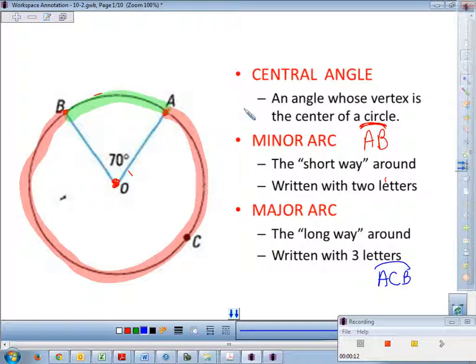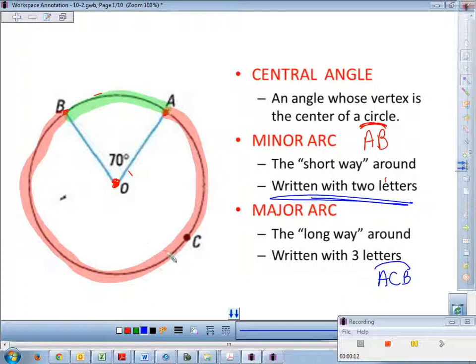The fact about minor arcs is they must measure less than 180 degrees, right? So they may actually use three letters to name a minor arc. You just have to tell by its measurement if it measures less than 180 degrees and more than 0 degrees. That's a minor arc. A major arc, since it's the long way around, would measure more than 180 degrees.